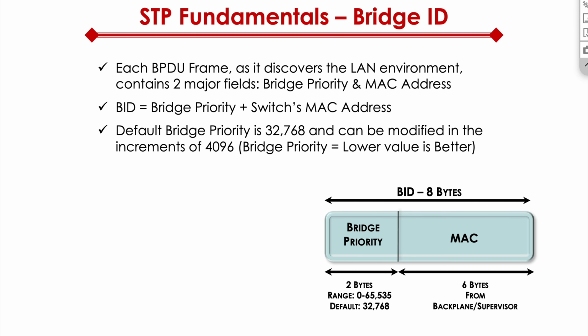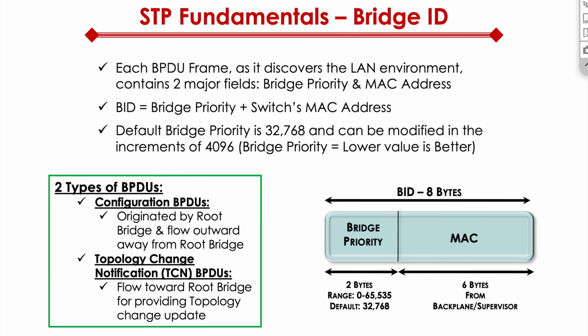Now, one thing I want you guys to keep in mind is when it comes to bridge priority, lower value is better. One more thing about BPDUs, there are two different types of BPDUs. You have configuration BPDUs and you have topology change notification BPDUs. Configuration BPDUs are originated by the root bridge and they flow outward away from the root, whereas the topology change notification BPDUs flow toward the root bridge for providing topology change updates.